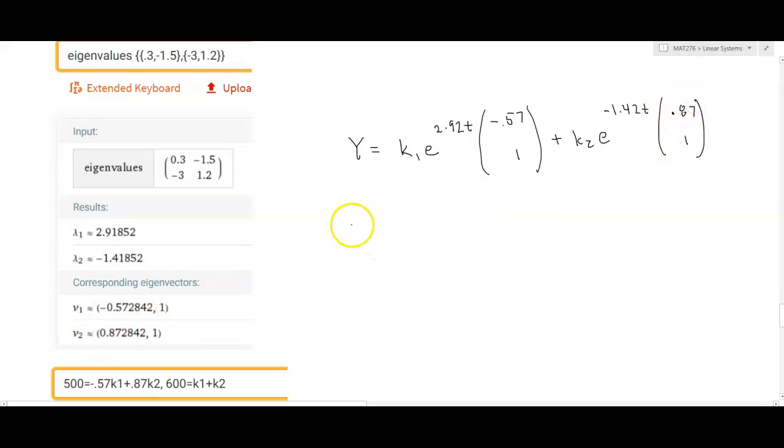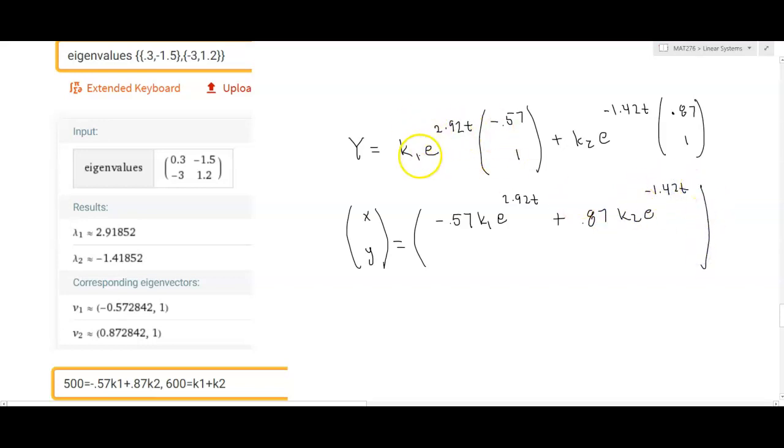So again, I'm going to parse this up into the x solution and the y solution. And so again, I'm going to just distribute this into the vector. So I'll have negative 0.57 k1 e to the 2.92t plus k2 e to the negative 1.42t times 0.87. And I'm going to do the same thing for the bottom row. That'll be 1 k1 e to the 2.92t plus 1 k2, so k2 times 1, e to the negative 1.42t.